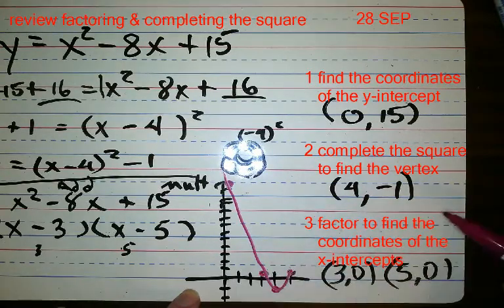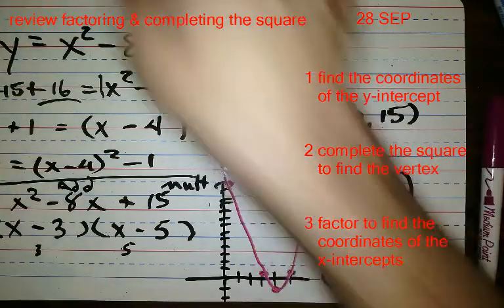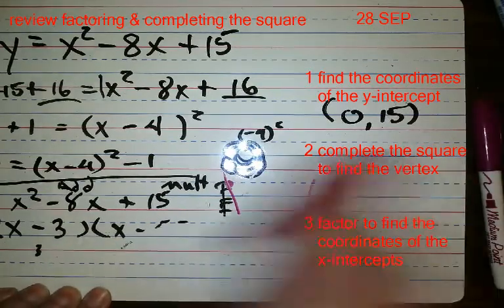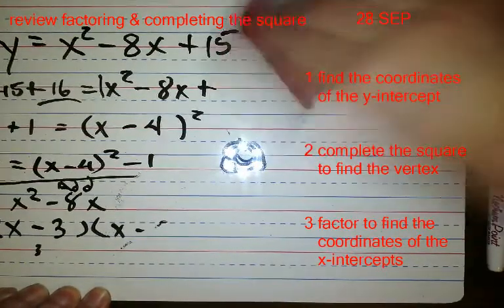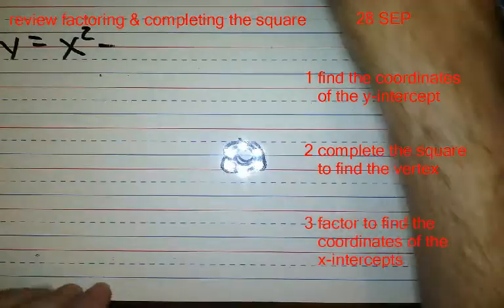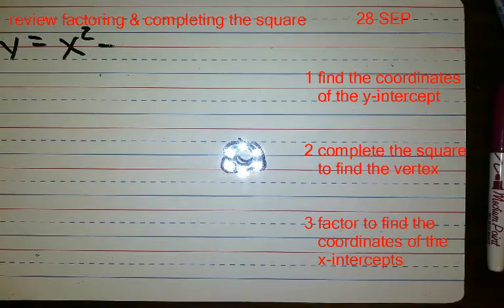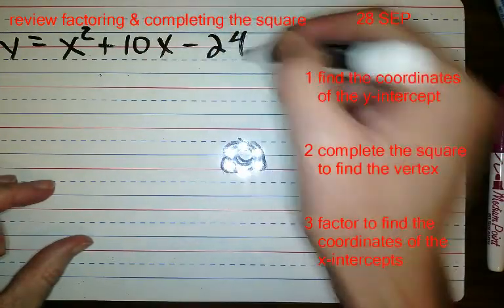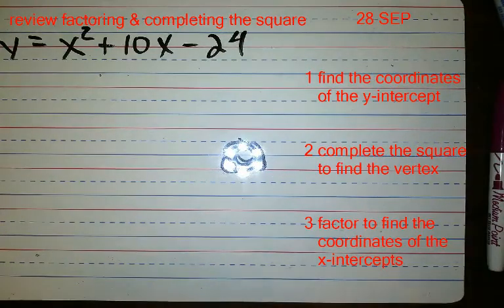Now remember, it's not a fishhook, it's a parabola, so you've got to keep going. That is what we are interested in. Yay! Well, let's do it again, just to make sure you understand. We'll do it one more time. And so this one is x squared plus 10x minus 24.